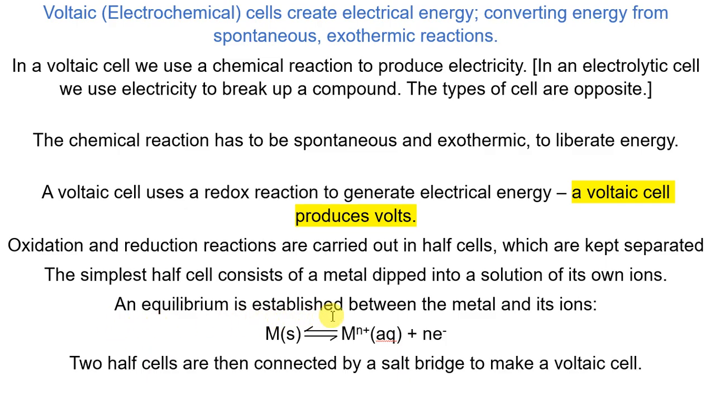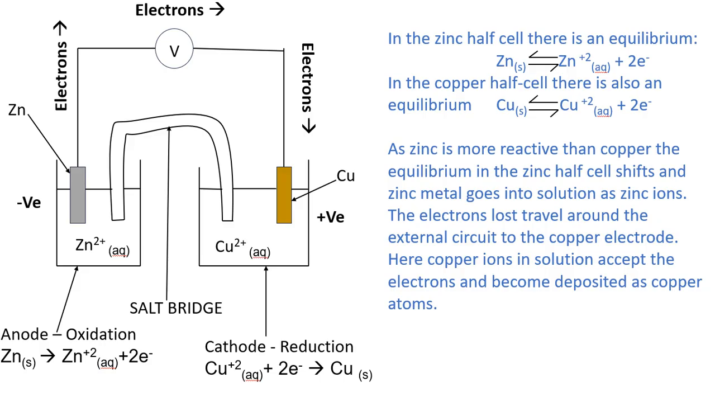Now, an equilibrium is established between the metal and its ions. We would find that metal particles on the surface would go into solution, releasing electrons, and metal ions already in solution would accept those electrons and become deposited on the surface of the metal. But I have two half cells, and they're then connected by a salt bridge to make my voltaic cell.